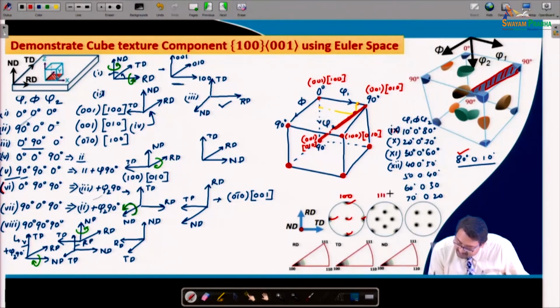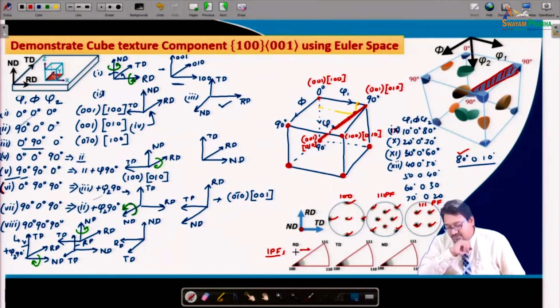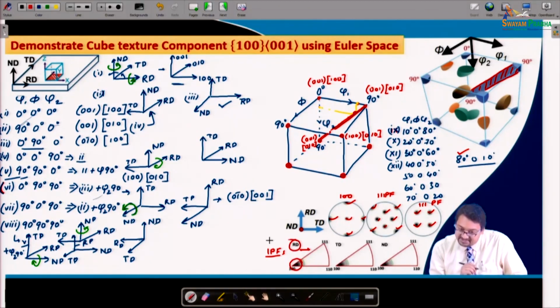Here is the 1 1 1 pole figure, and all this we have described in previous lectures. These are the 1 1 0 poles, which shows the same texture, and this is the 1 1 1 pole figure, which shows the positions of this cube component here in terms of 1 1 1 pole. And similarly, you see inverse pole figures can also be used to show these texture components. Right. Now, you see that in the inverse pole figure one can easily find out that the position of 1 0 0 should be for the RD.